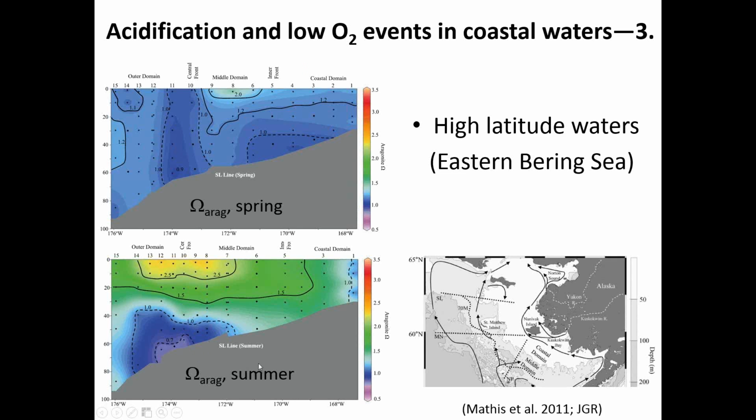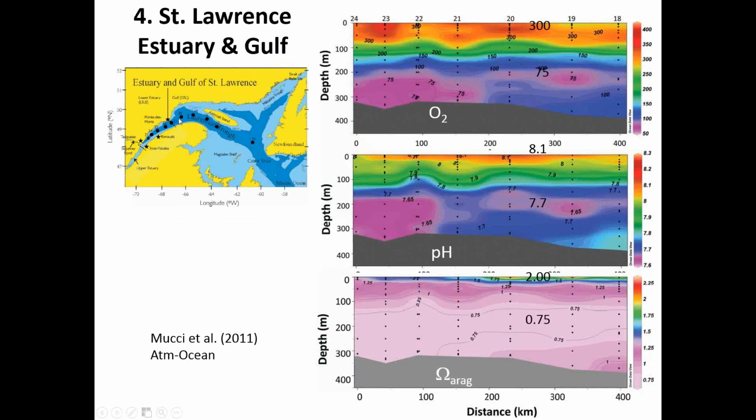In this case, Jeremy Mathis's work shows it is really largely driven by biological production in surface water, and that decomposition in the subsurface water reduces the saturation state greatly. And of course, this is also the end of the ocean conveyor belt, right? So the pH and the saturation state of this water is already low. So now let's move to this side and start with the St. Lawrence estuary and the Gulf.